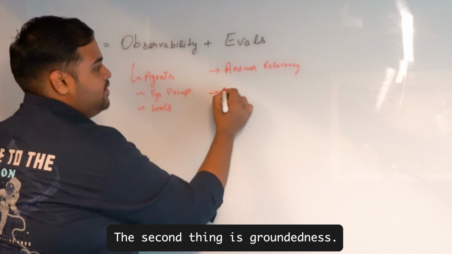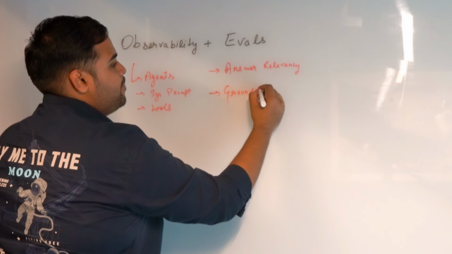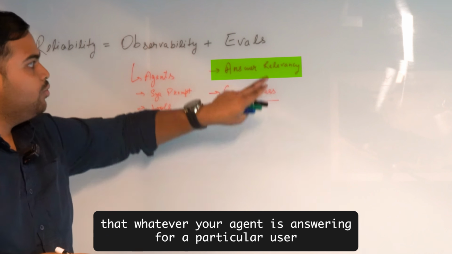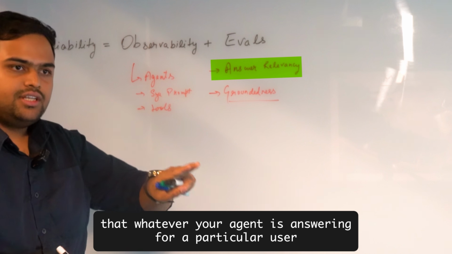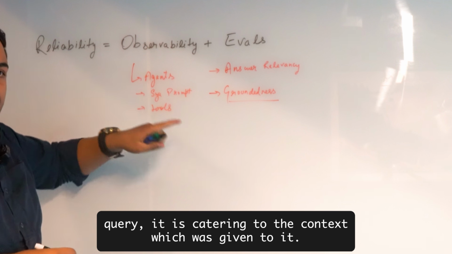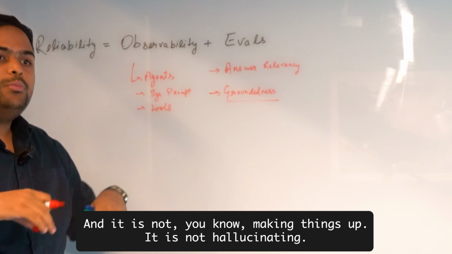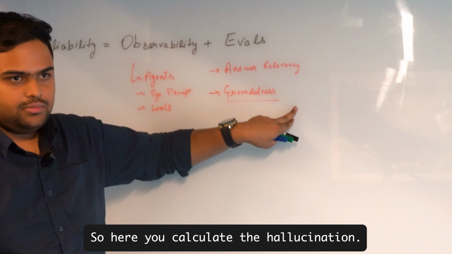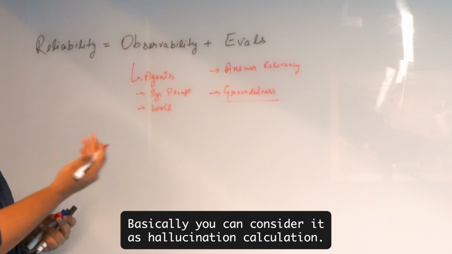The second thing is groundedness. Groundedness is basically the second problem that I talked about, that whatever your agent is answering for a particular user query, it is catering to the context which was given to it, and it is not making up answers. It is not hallucinating. So here you calculate the hallucination basically. You can consider it as hallucination calculation.